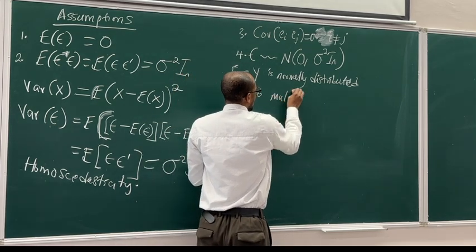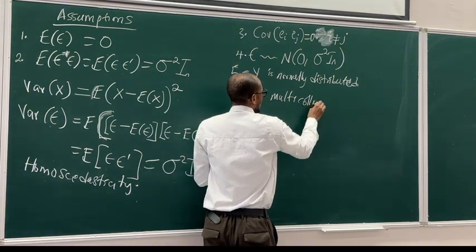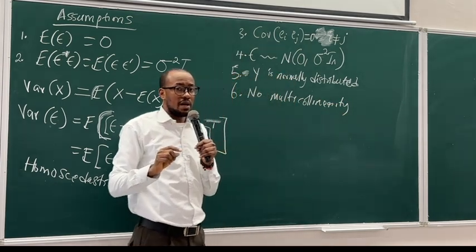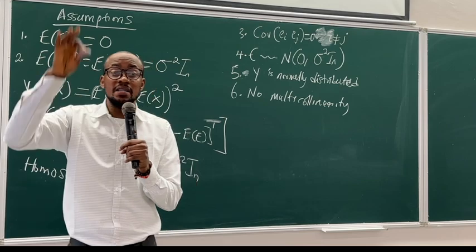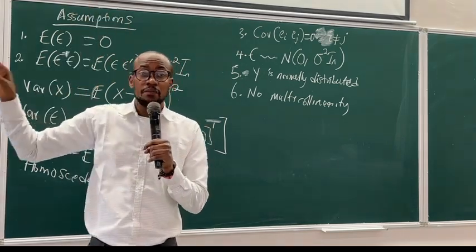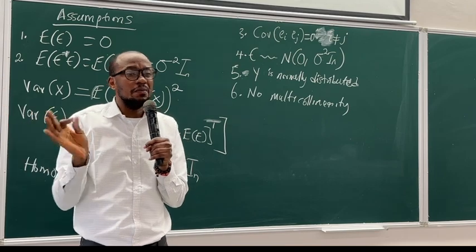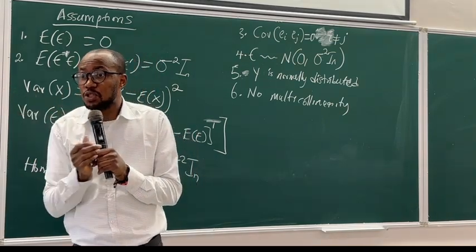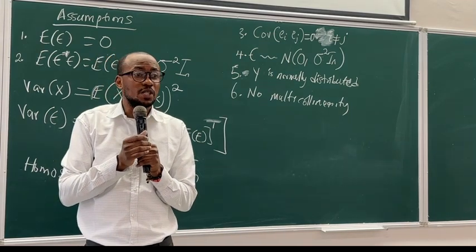No multicollinearity. Now, what does multicollinearity mean? Multicollinearity means that the explanatory variables, that is the x in the model, none of them are what? Related, okay? Or they should not have a perfect relationship. If they do, it will be a serious problem.